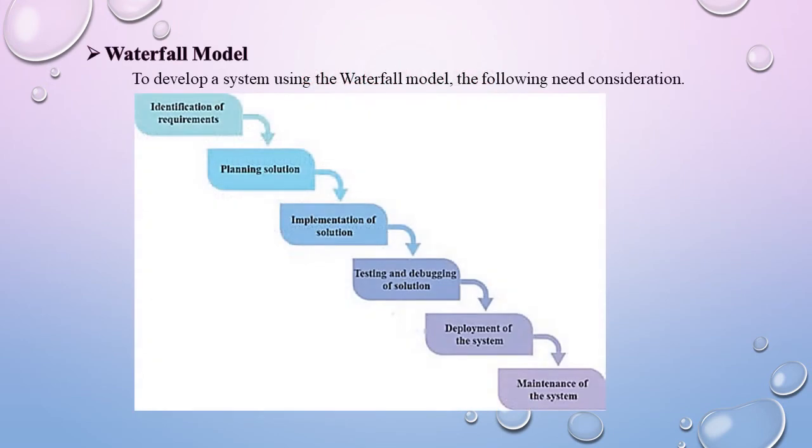Waterfall model. To develop a system using the waterfall model, the following need consideration. First, identify requirements. Complete one stage before going to the next phase. The result of the developed system is found at the final stage. This model has a limitation of developing a system that is different to what the user wants, as the user sees the system at the end of the life cycle.